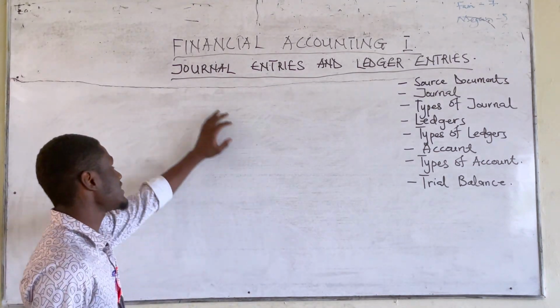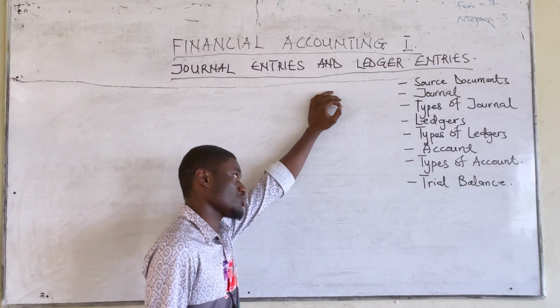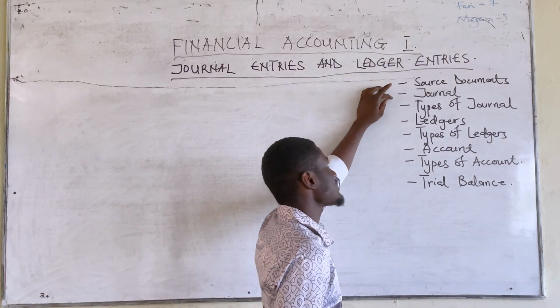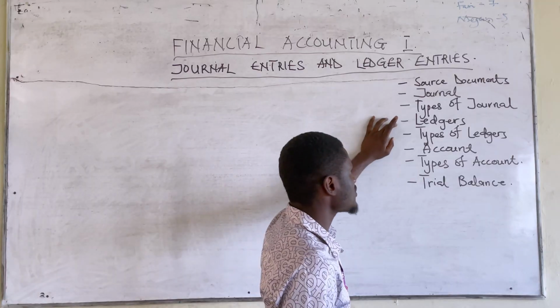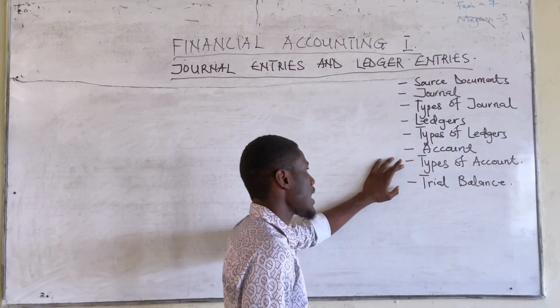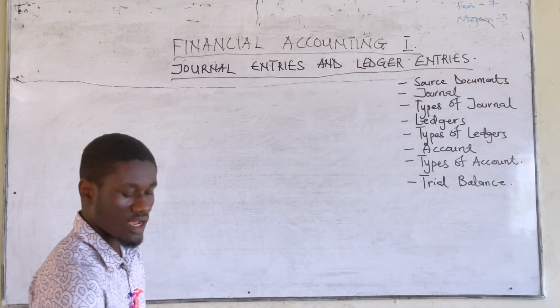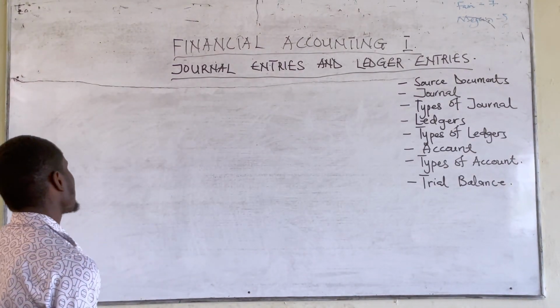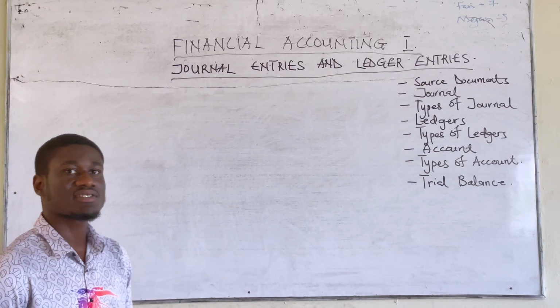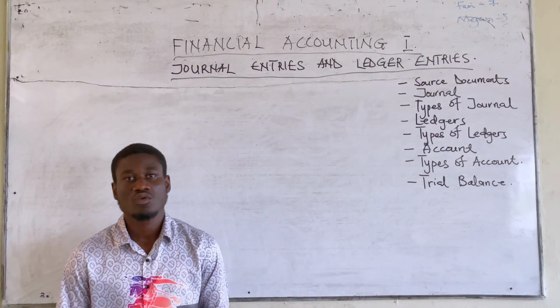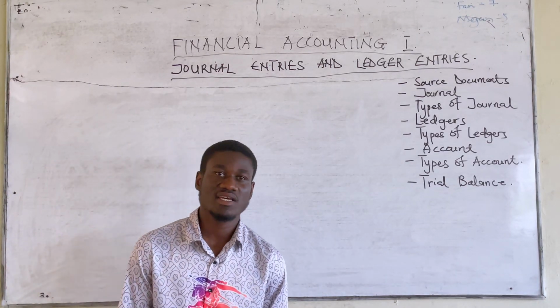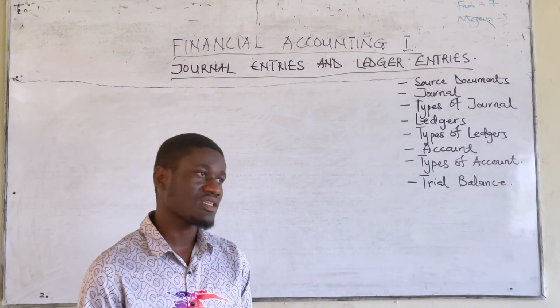Today we are going to look at the journal entries and the ledger entries. Okay, so we are going to look at the source document, journal, types of journal, ledgers, types of ledgers, accounts, types of accounts, and trial balance. So we are going to start with the journal source document. So the source document, we have receipts, we have invoice, we have the bank statement, we have the checks, we have the credit note, we have the debit note.